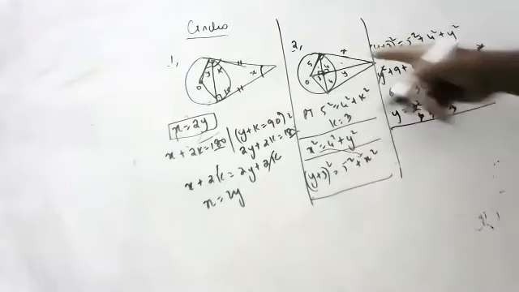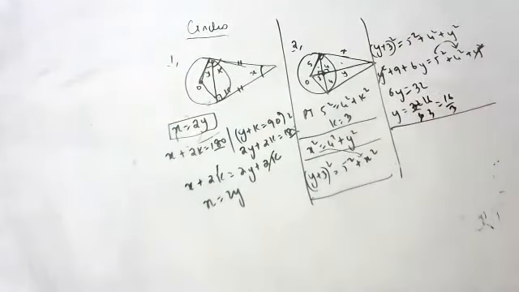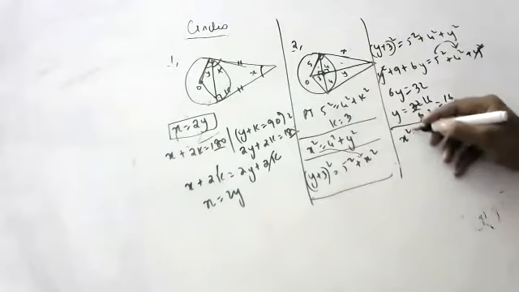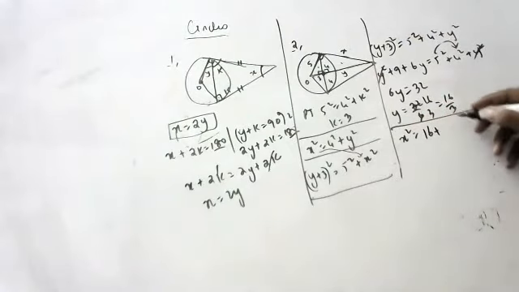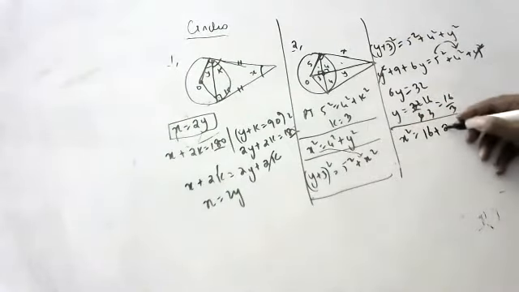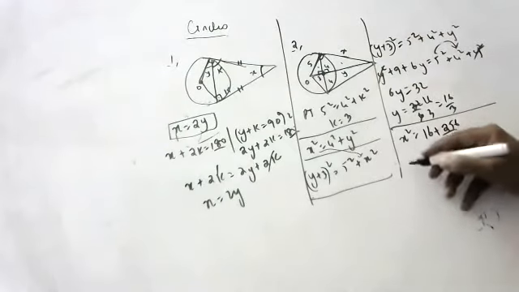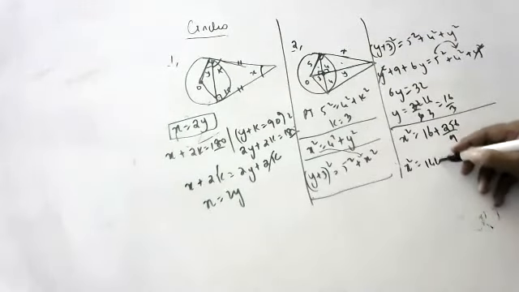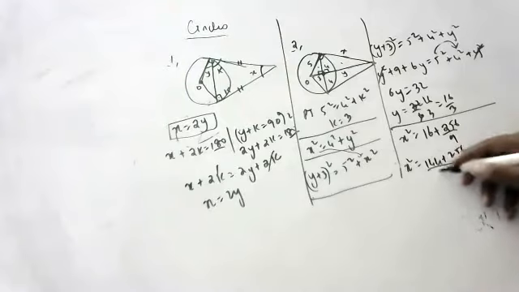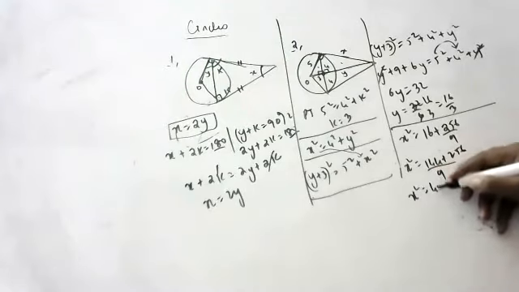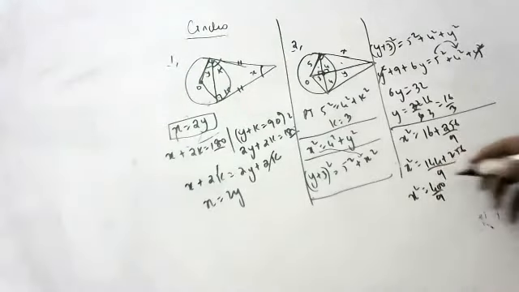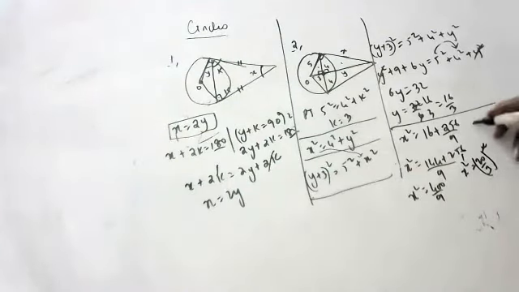But we don't want y, we want x. Substitute this y here, children, and you will get the answer. x square is equal to 4 square, which is 16, plus y square, which is 16 square by 9, 256 by 9. If you solve, children, x square is equal to 144 plus 256 by 9. x square is equal to 400 by 9. And x square is equal to 20 by 3 whole square. So x is equal to 20 by 3, which is the length of the tangent.